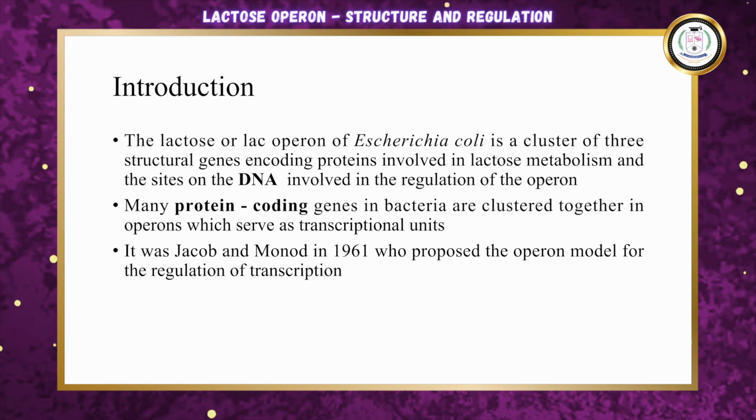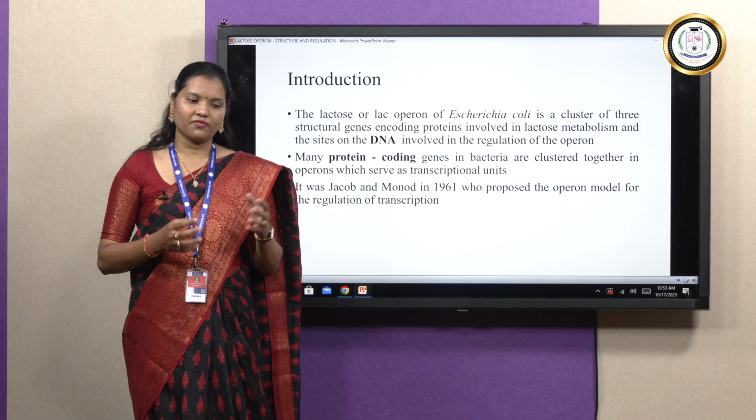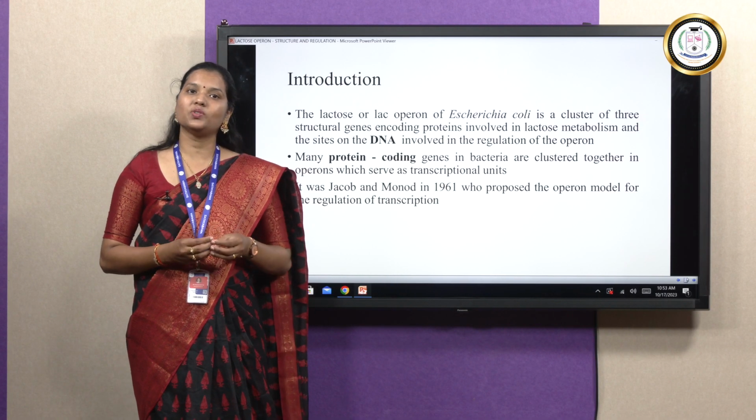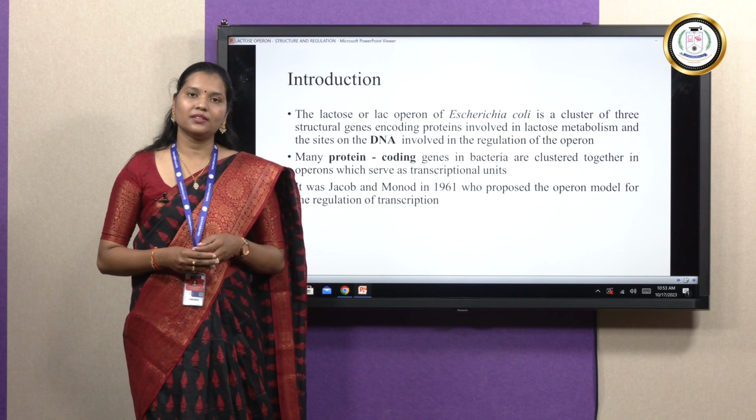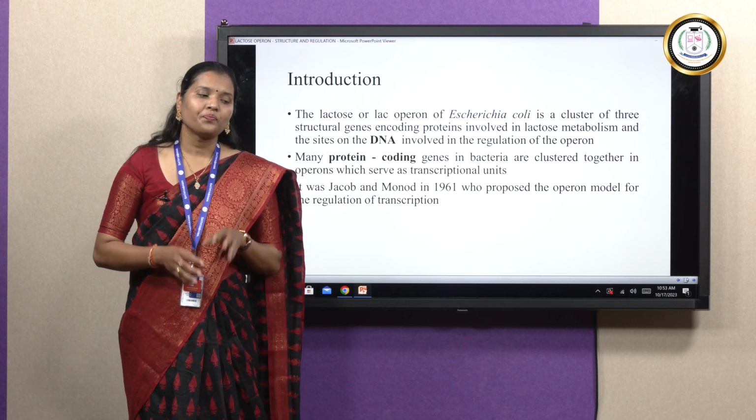Many protein coding genes are seen in bacteria in clusters which serve as transcriptional units. The first model of the operon was described to the world by Jacob and Monod in the year 1961.